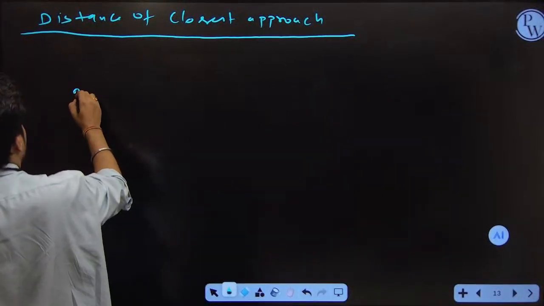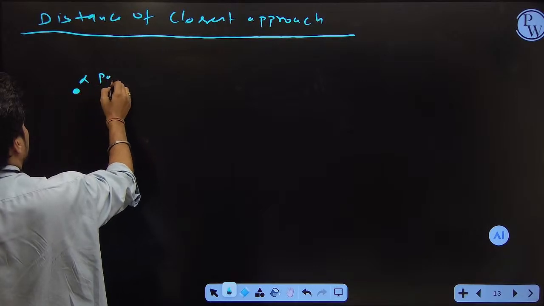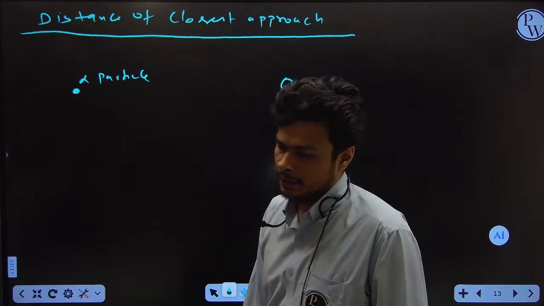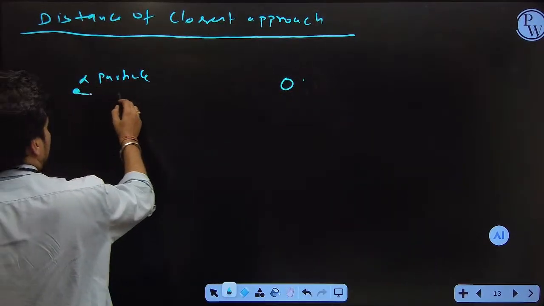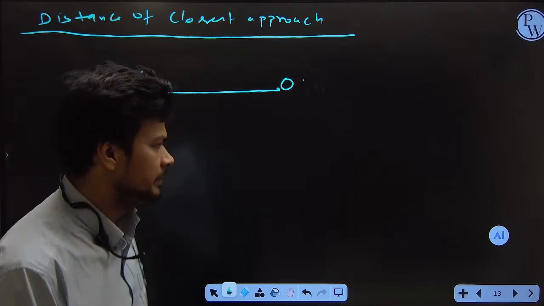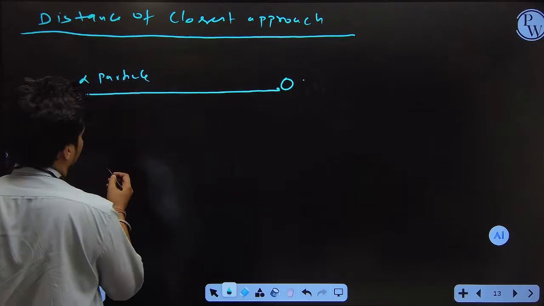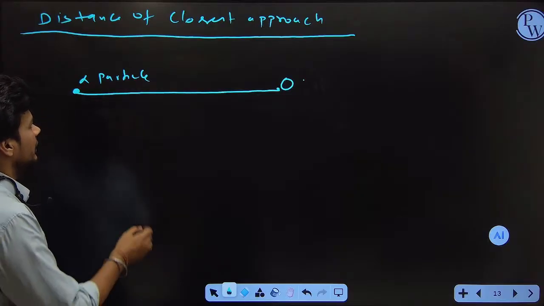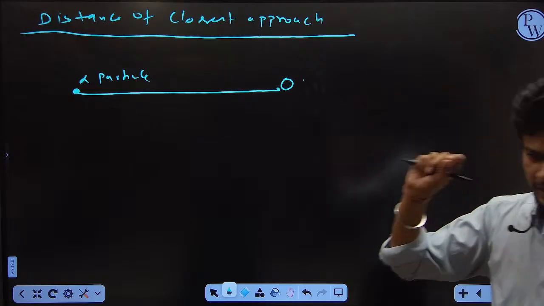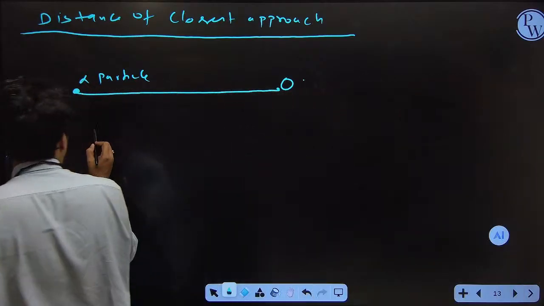So there is an alpha particle. Let's say this is the nucleus, although I should make it ultra small. This will come and strike this. So how do we go about this? Let's assume this is a head-on collision, direct striking. So what can we say?